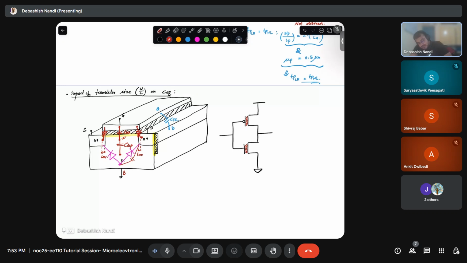Now if I translate, and let's say that my source and body are shorted, then this diode does not matter for the time being if we ignore the body bias effect. So if we try to see, there will be a capacitance like this. These capacitances are your CGD. Then there will be a capacitance like this. This is your CGS.